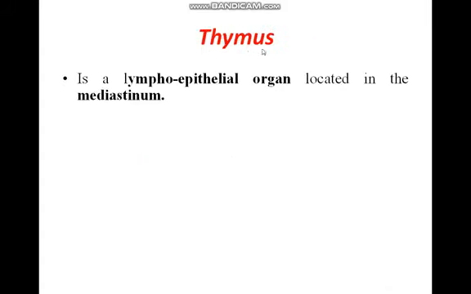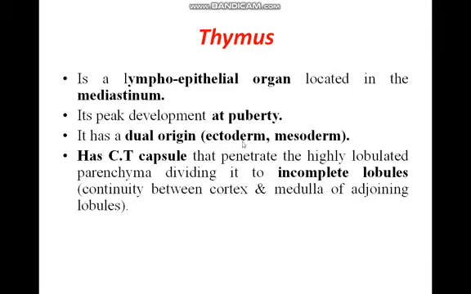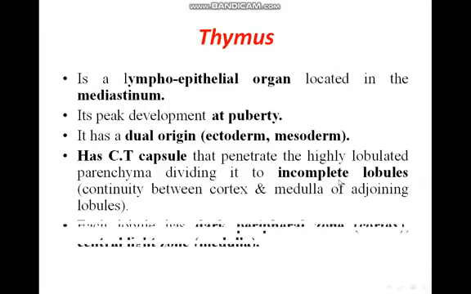Next subject is the thymus, which is a primary lymphoid tissue, as we discussed in an earlier lecture. It is a type of lymphoepithelial organ located in the mediastinum, reaches its peak development at puberty, and it has dual embryonic origin from ectoderm and mesoderm. It has a connective tissue capsule that penetrates deeply and divides the parenchyma into incomplete lobules. That means there is a joining region between adjacent lobules.